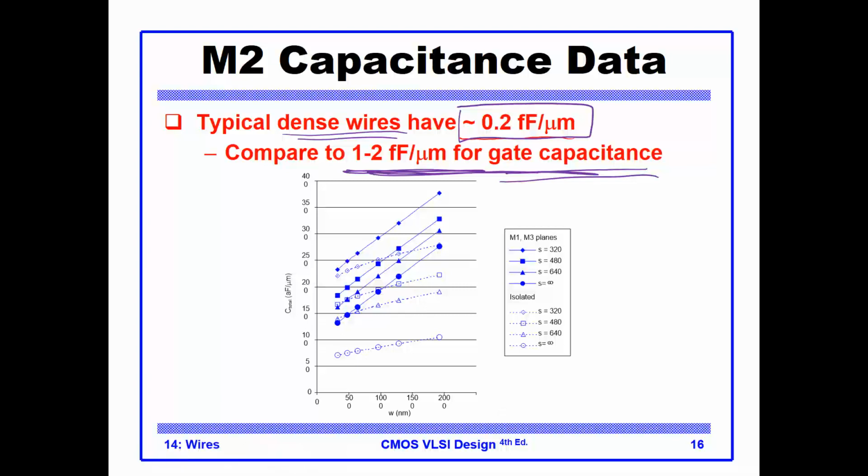So if I have, for example, a 1 millimeter wire, the capacitance for this wire is 0.2 femtofarad per micrometer times 1000 micrometer. Why 1000? Because this is 1 milli, and this is equal to 0.2 picofarad for this wire.